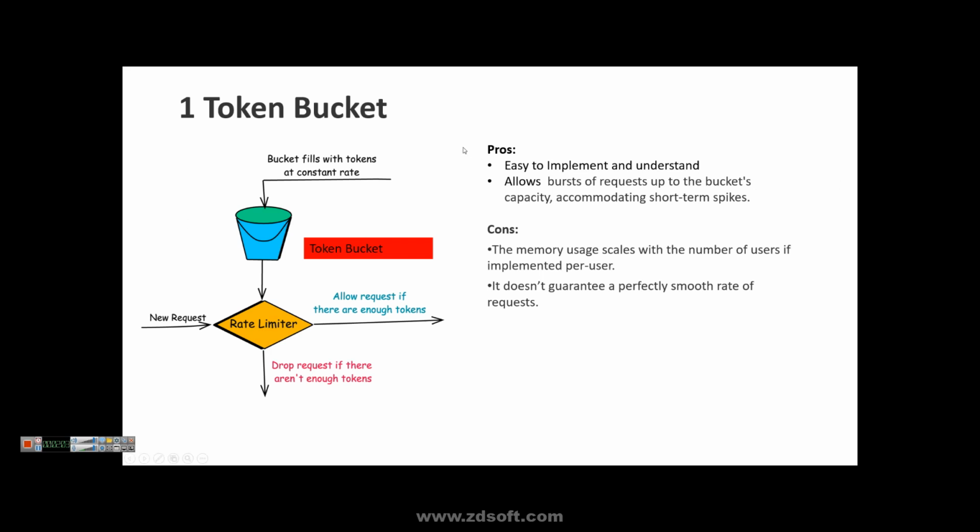The pros of the token bucket algorithm are that it is easy to implement and understand, and it allows bursts of requests up to the bucket's capacity, accommodating short-term spikes. The cons are that the memory usage scales with the number of users if it is implemented per user, and it does not guarantee a perfectly smooth rate for the requests.